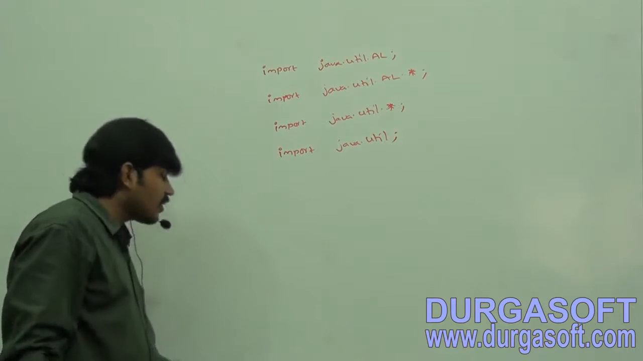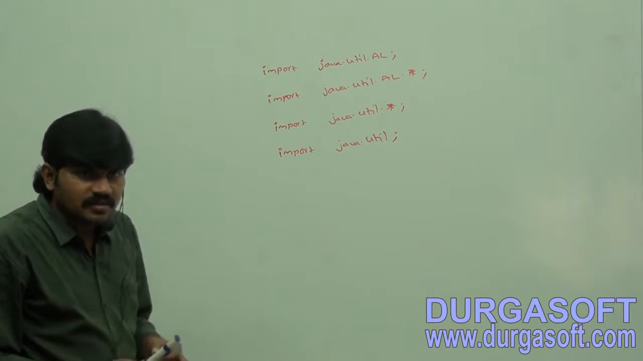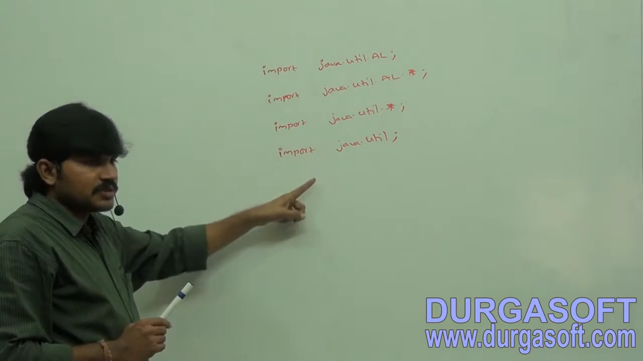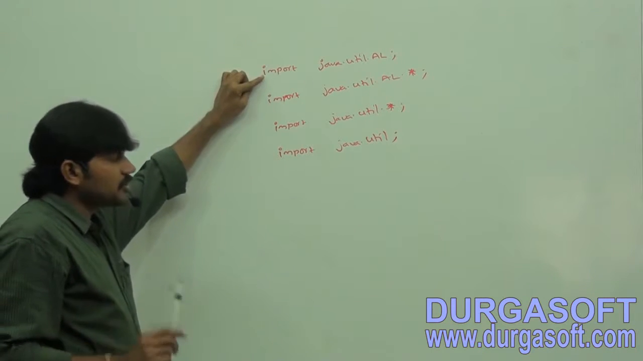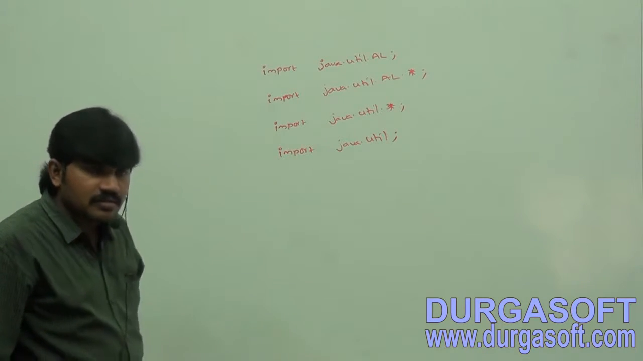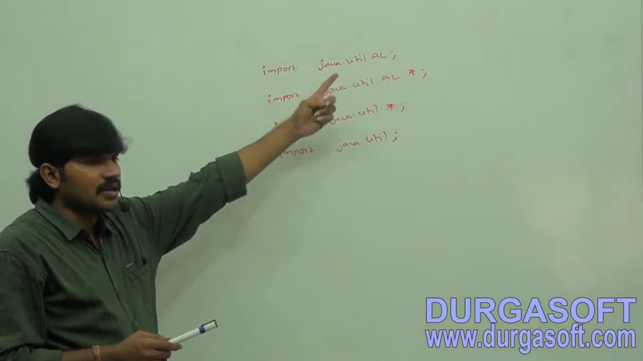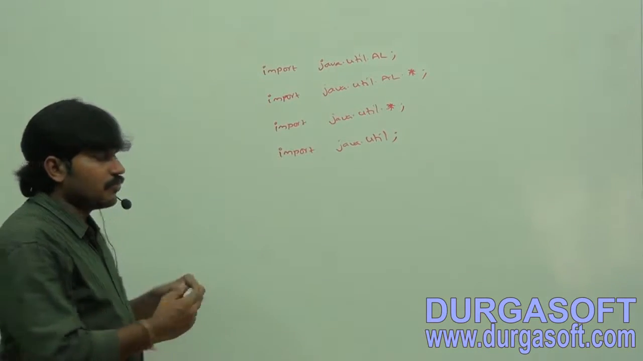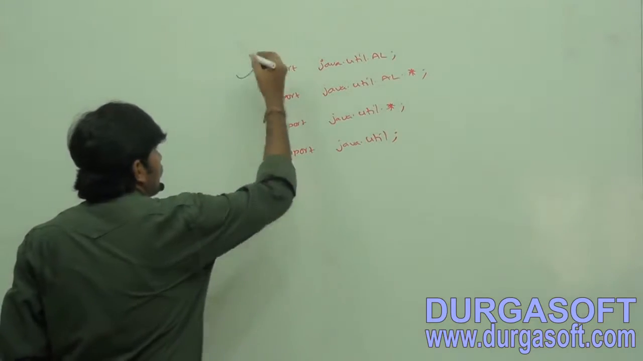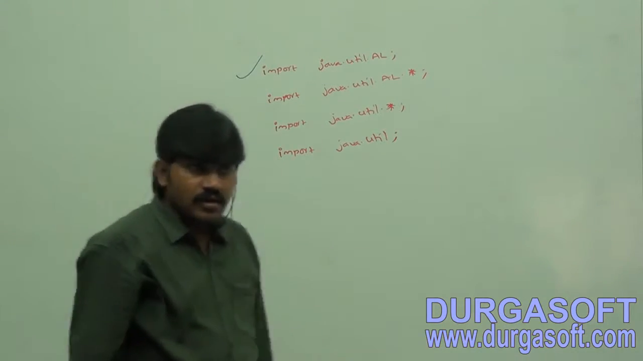Sir, can you tell how many import statements are there? Four import statements are there. Can you tell, first one, is it meaningful or not? Yes, java.util.ArrayList. It is an explicit class import, meaningful. Sir, second one, meaningful or not?